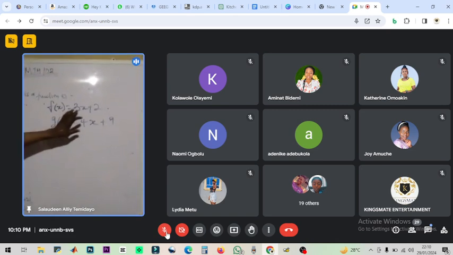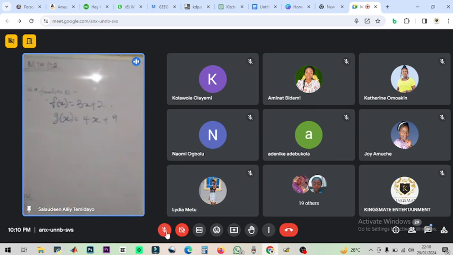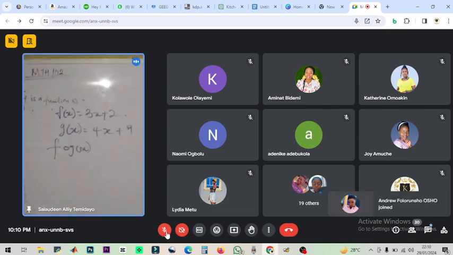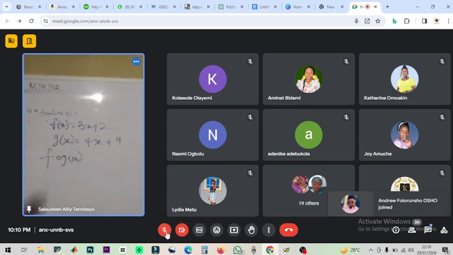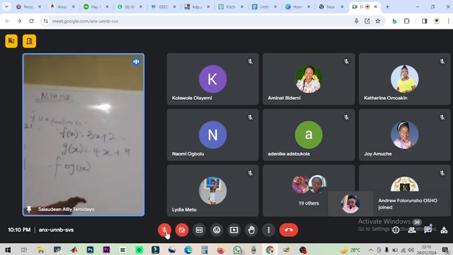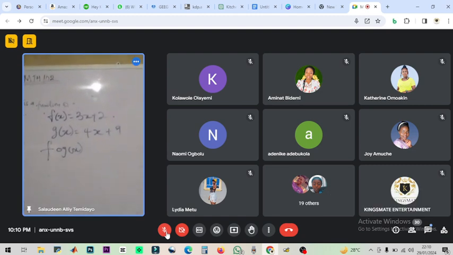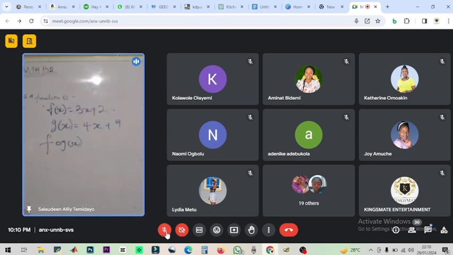So f of x equals 3x plus 2 and g of x equals 4x plus 9. Look at the common thing here, guys. They will say find f of g of x. Do you see what is here? f of g of x. They will ask you to find that. Okay? Find f of g of x.